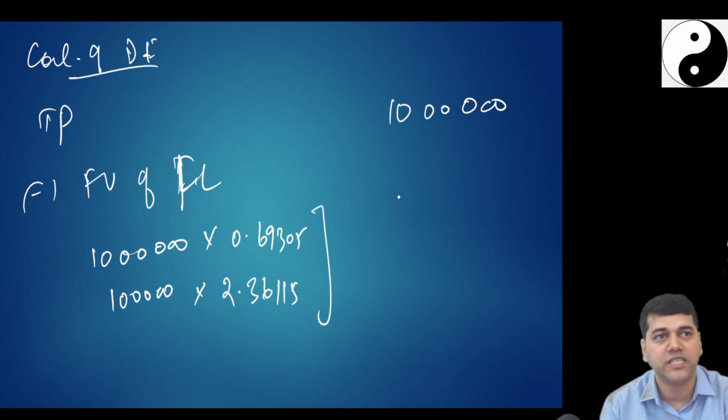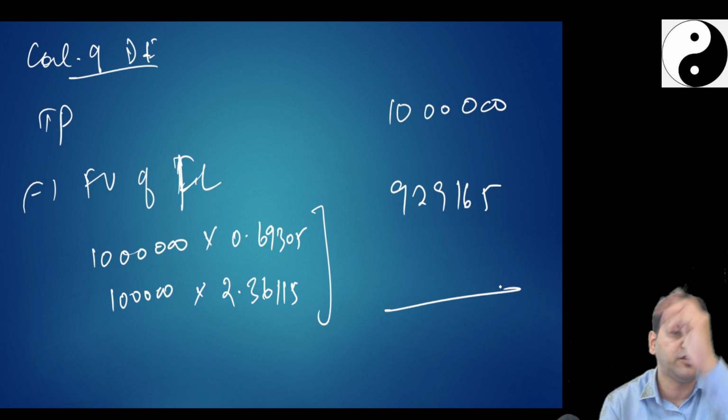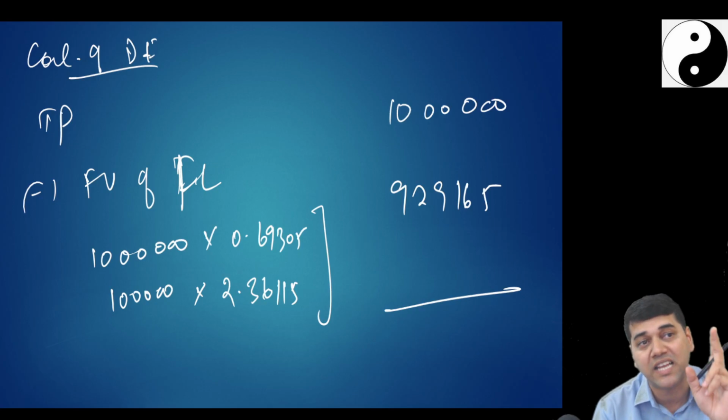If it was a financial liability, I would have recorded 9,29,165. Then you will ask me, what is the difference? L1, L2 inputs are not going to come into the picture here, because L1, L2 inputs are applicable for a financial asset.